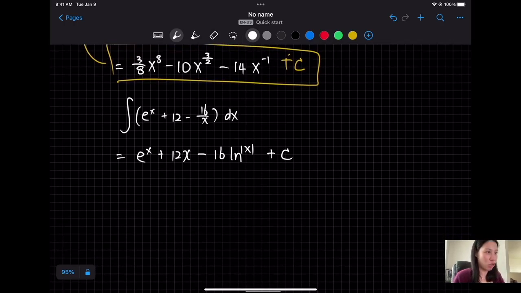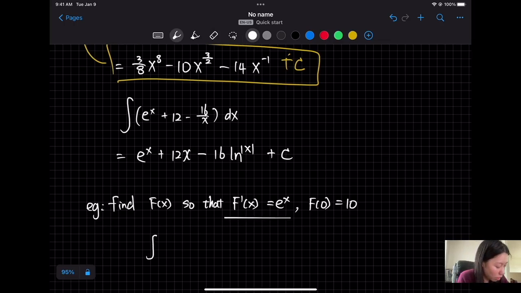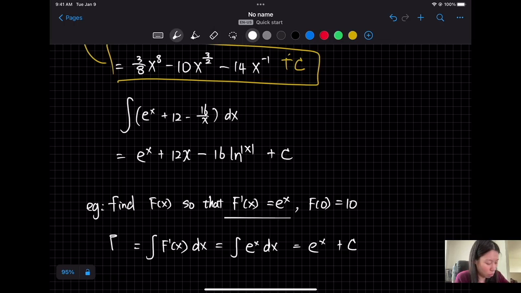Okay, another application of this problem is I can say, hey, find f(x) so that f prime of x, the first derivative, is equal to e to the x, and then f of 0 equals 10. Well, let's try to find f(x) first by doing the antiderivative. The antiderivative of f prime of x is going to equal the antiderivative of e to the x dx, which is e to the x plus a constant. So that will be our original function.